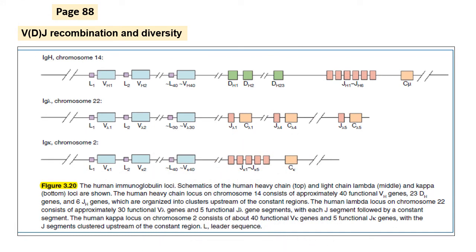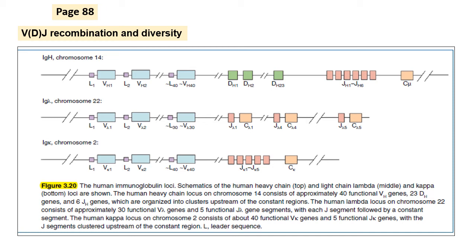Now let us discuss BDJ recombination and diversity. First of all, you have to know something about the human immunoglobulin loci in order to understand BDJ recombination and diversity.